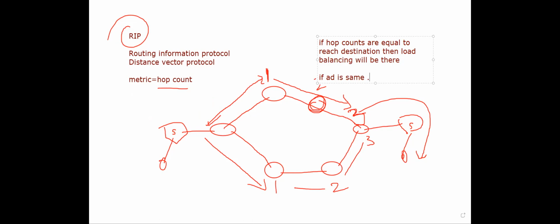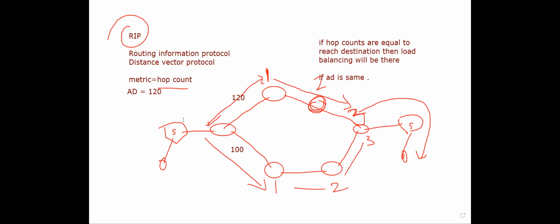Now, what is AD? Every routing protocol has a trustworthiness value, one value from 1 to 255. RIP's AD value is 120. AD is the administrative distance, the logical distance from source to destination. For example, hop counts are equal, but here you are using AD value 120, and here you change the AD value manually to 100. Then the route will go via this path, because the path with the lower AD value is used. Okay.